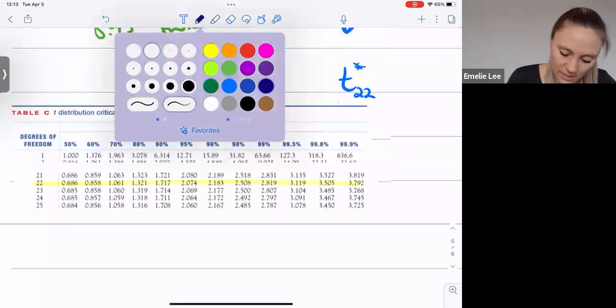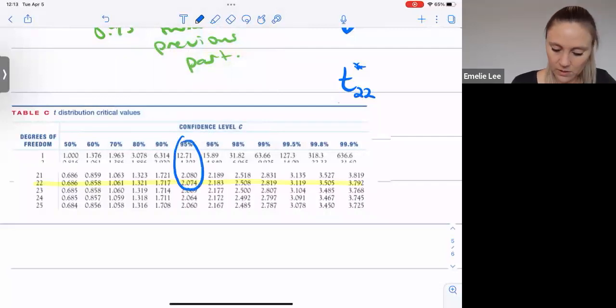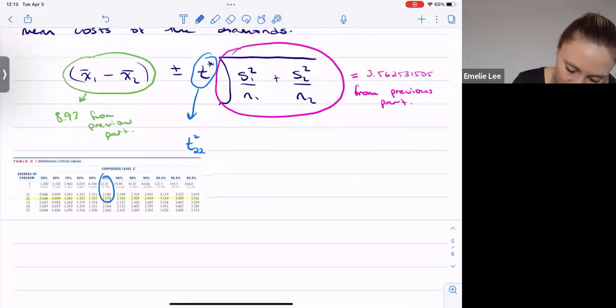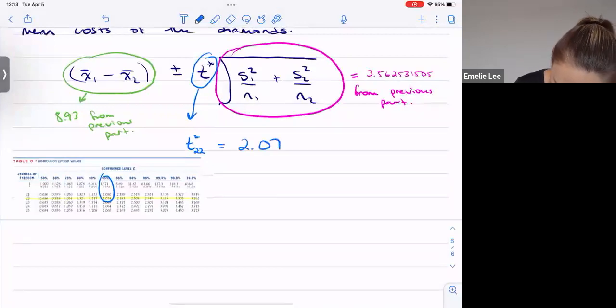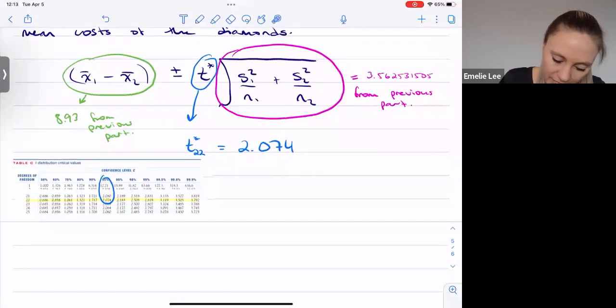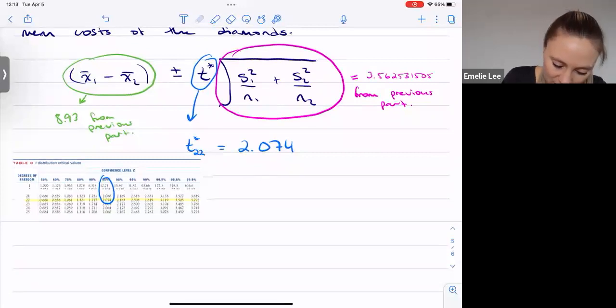And I want a 95% confidence interval. So then I have a T star of 2.074. Notice how it's always around 2, right? And that's going back to the 68, 95, 99.7 rule. So 2 is a good approximation, but we want to be specific because we can be. So then I have all the information that I need. It's just a matter of plugging these things in.